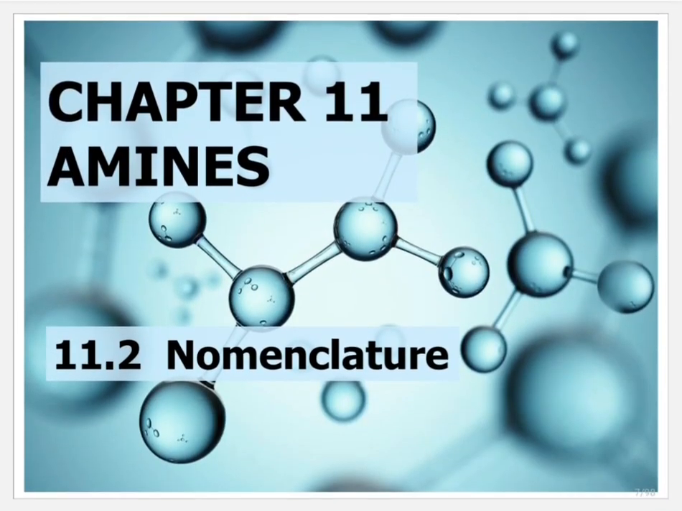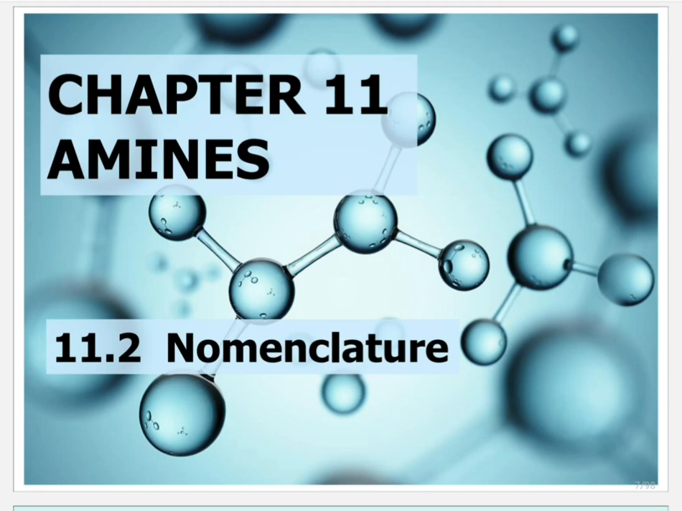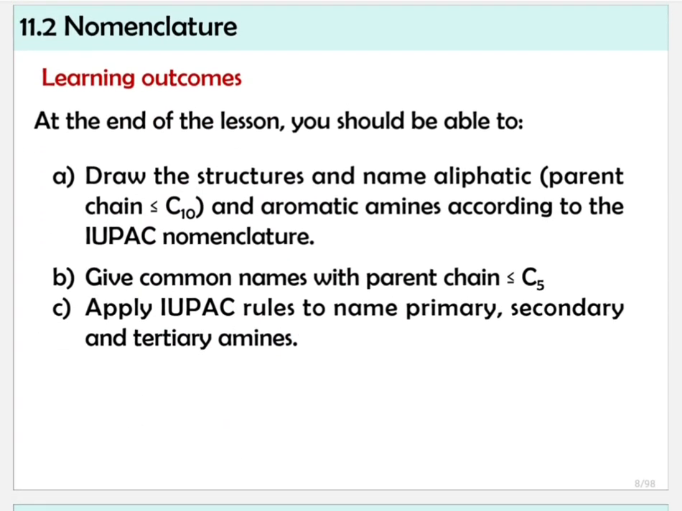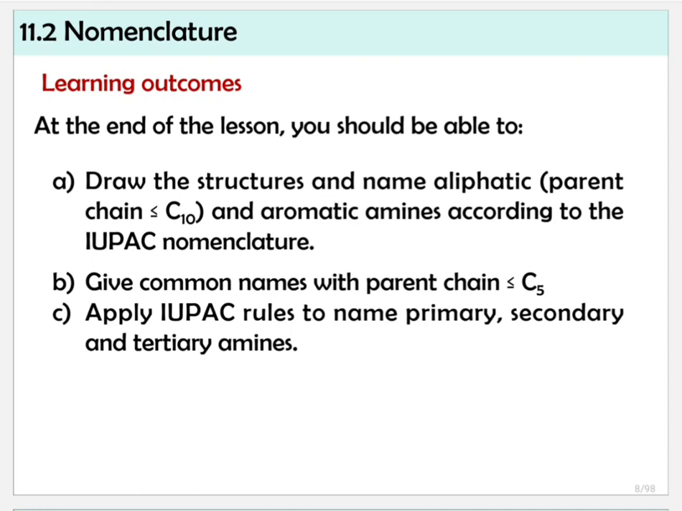Kita teruskan dengan 11.2 as usual. We will learn about the nomenclature of compounds. So untuk yang ini kita nak tengok macam mana kita nak namakan amines. So for the learning outcome at the end of this video, you should be able to draw the structures and name aliphatic and aromatic amines according to IUPAC nomenclature. And give the common name. Okay, ada juga common name untuk carbon daripada 1 sampai 5. And apply the IUPAC rules to name the primary, secondary and tertiary amine.